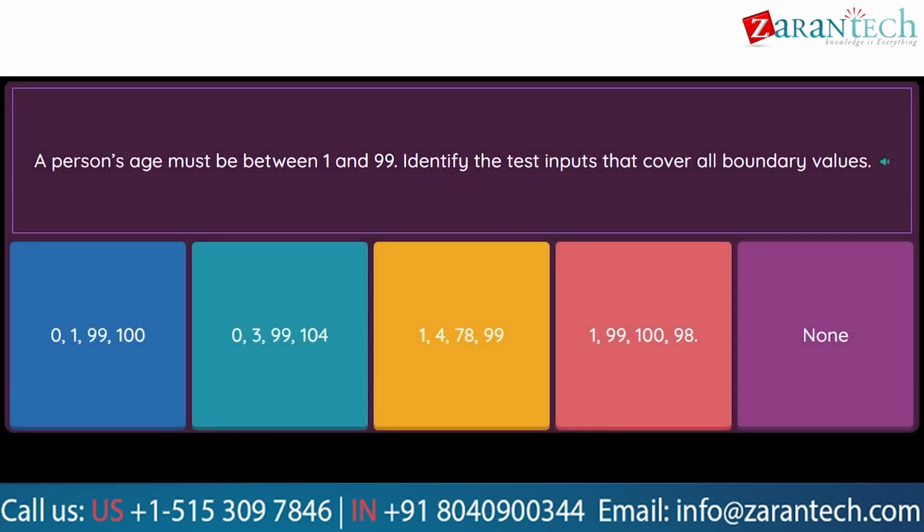Question, a person's age must be between 1 and 99. Identify the test inputs that cover all boundary values. Option 1: 0, 1, 99, 100. Option 2: 0, 3, 99, 100, and 4. Option 3: 1, 4, 78, 99. Option 4: 1, 99, 100, 98. Option 5: none.